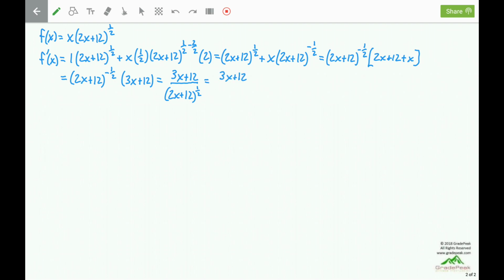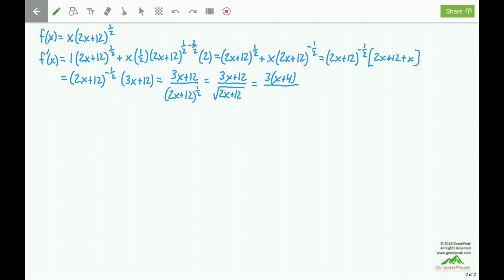Positive 1/2 can also be written as square root, so we can write it as the square root of 2x plus 12. And we will want to fully factor the first derivative. In the numerator, there's a common factor of 3. Factoring that out will leave an x plus 4.